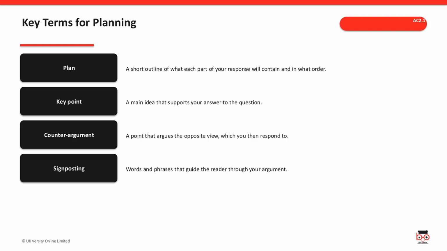A few words to keep in your back pocket. A plan is just a short outline of what each part of your response will contain and in what order. A key point is a main idea that supports your answer, and a counter-argument is a point for the other side that you then respond to. And signposting is the little phrases, things like firstly, however, and in conclusion, that guide your reader through the argument.